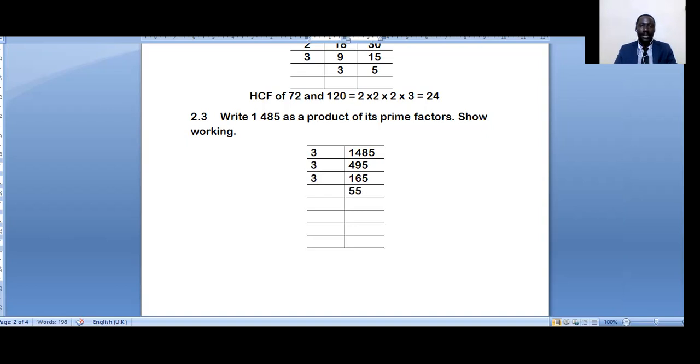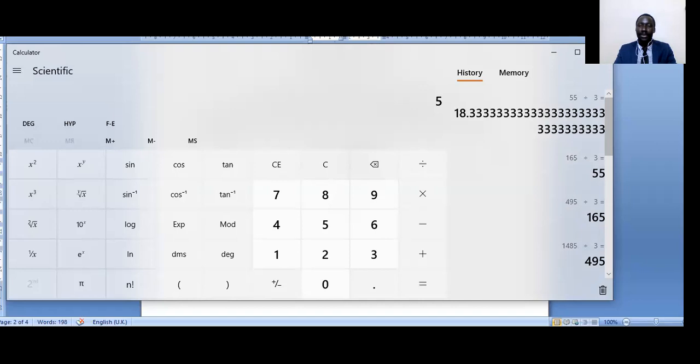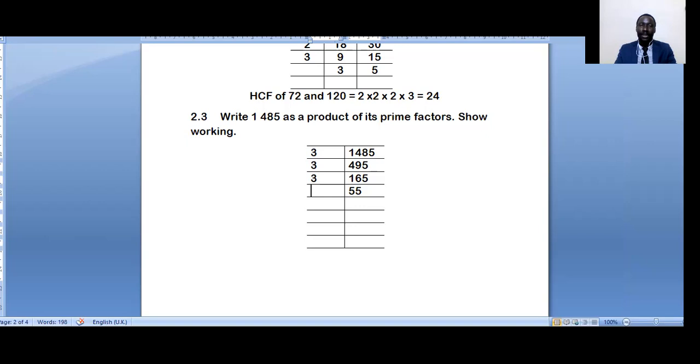Now, can we divide 55 by 3? No, 55 cannot be divided by 3. You can just see for yourself here. It can't work. So we divide 55 instead by 5, so that we get 11. Then lastly, we divide this by 11, and we get 1.